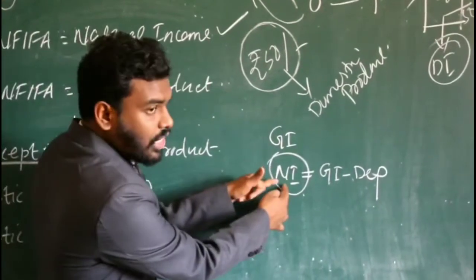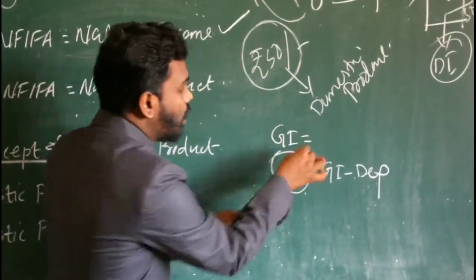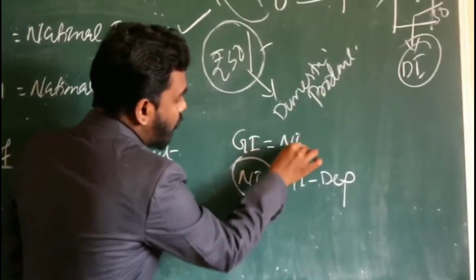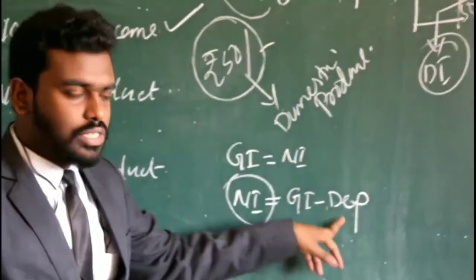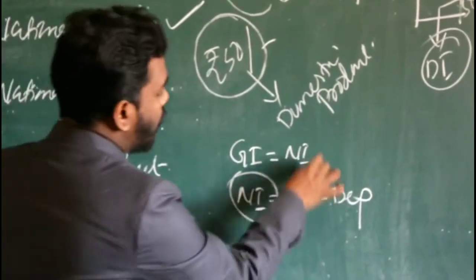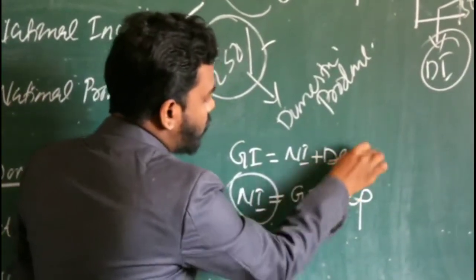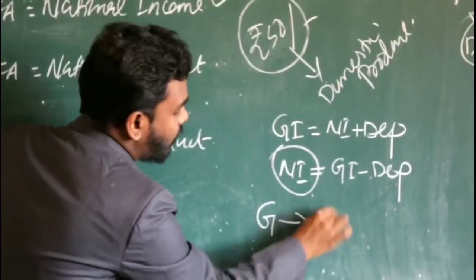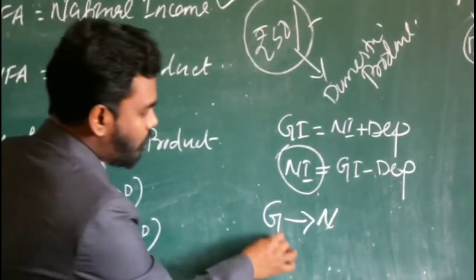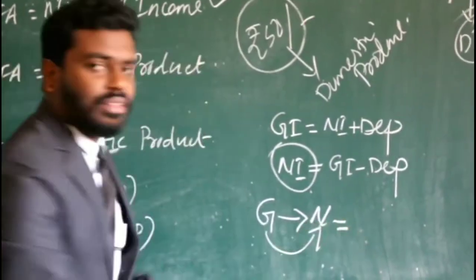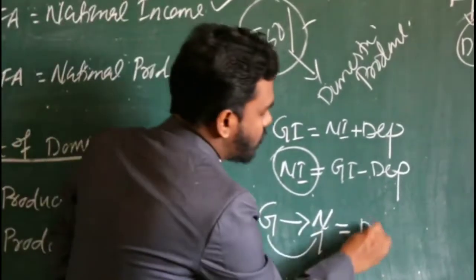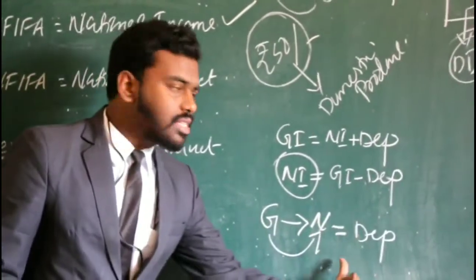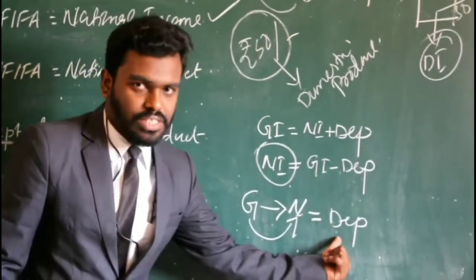Then from net investment, how can we calculate gross investment? Gross investment is net investment plus depreciation. So the difference between gross and net is depreciation. Keep in mind, the difference between gross and net is depreciation.